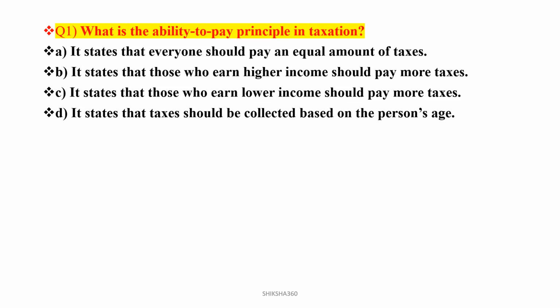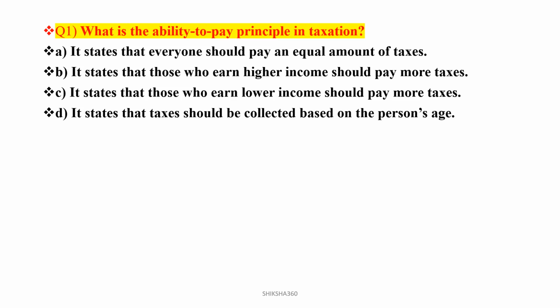The first option states that everyone should pay an equal amount of taxes. Second, it states that those with higher income should pay more taxes. Third, it states that those who earn lower income should pay more taxes. Fourth, it states that taxes should be collected on the basis of the person's age.